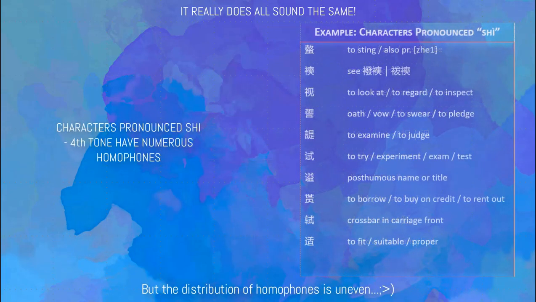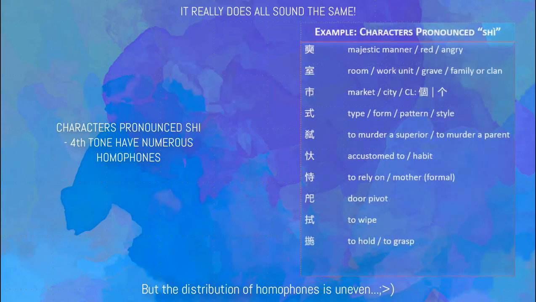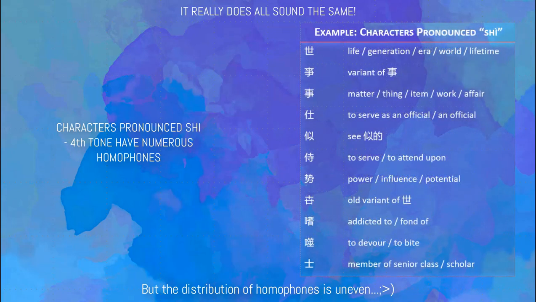Here's a rather glaring example of homophones. Here are 4 lists, each with 10 characters, and in each list, all the characters are pronounced sh with the 4th tone. In all, the sound sh with the 4th tone has more than 40 characters that have exactly the same pronunciation, yet each have fundamentally different meanings.